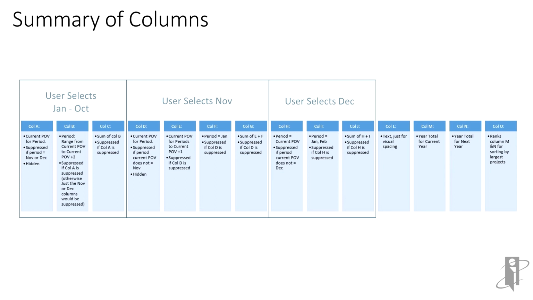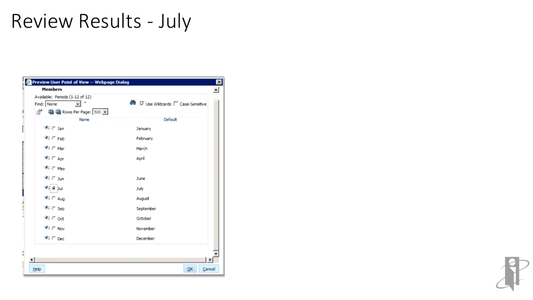The final columns are there just to be fancy. I added a text for spacing, year totals for the current and next year, and then a hidden column to rank it to apply a sort. All right, now's the time to look at the results. Let's take a look right now.